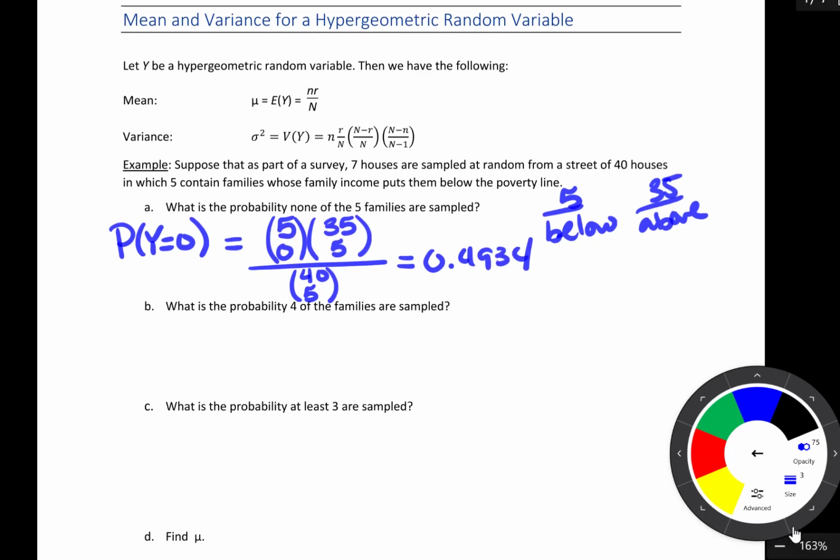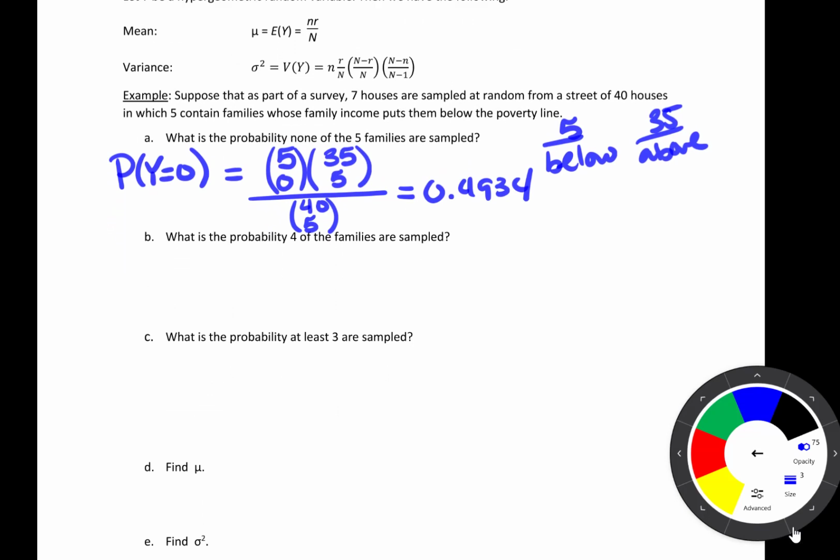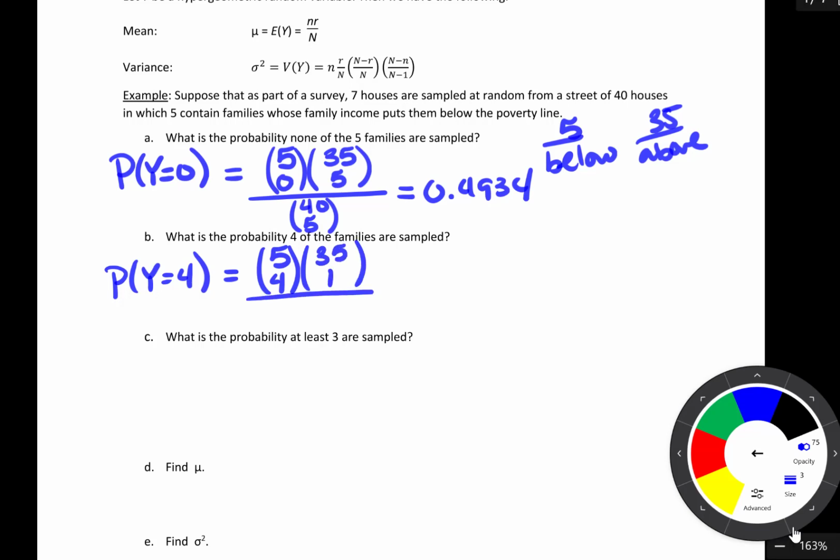What is the probability that 4 of the families are sampled? Here we can do something very similar. So the probability that capital Y is equal to 4. Of those 5 families below the line, we're going to choose 4 of them. Of the 35 above, we're only going to choose 1 of them. And then again accounting for the overall ordering of choosing 5 households from the 40.